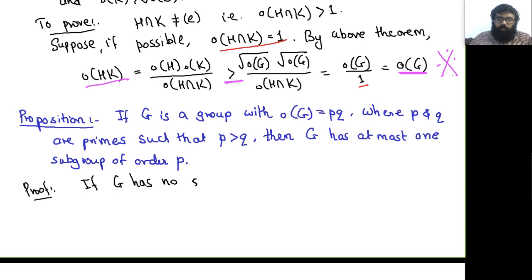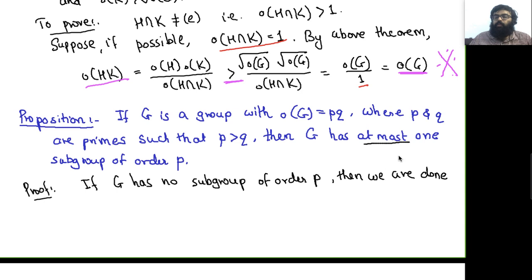Suppose G has no subgroup of order P, then we are done. Because we want to show at most one. Here we have at most one subgroup of order P. If there is none, we are done. But this case is not possible. I am writing this. Somebody might just see this video and think that I am doing some stupid things, which I sometimes do in my class also, in my video also. But this is not stupid. Just we are arguing right now. This is not possible. We are going to see after 2 lectures.